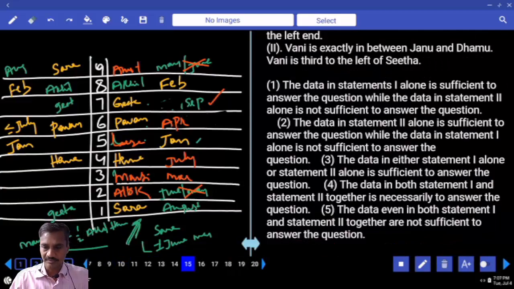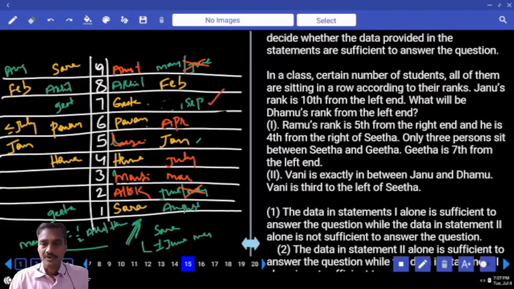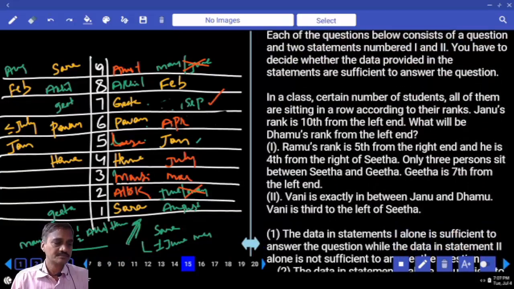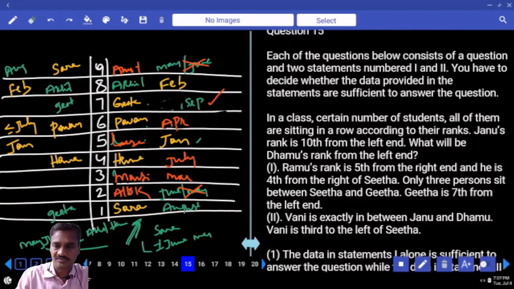Next one, 15. Now from 15 onwards, they are based on data sufficiency. Now it is based on only two statements. How many questions are there? 3 questions. Now this must be the first priority. And if they are of the 3 statement data sufficiency, second priority. And 2 statements, definitely you can work in the first priority.